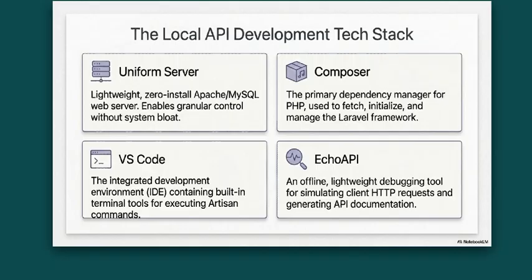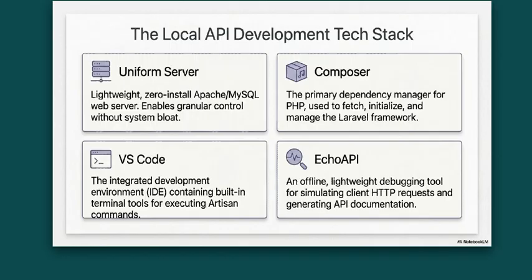And Echo API fires that request at my local server. Yep, it catches the response and displays the raw JSON output on your screen. You can see the exact HTTP status code, the headers, and the data. It is the wind tunnel where you test the aerodynamics of your API before anyone else ever uses it. I love that analogy, yes.